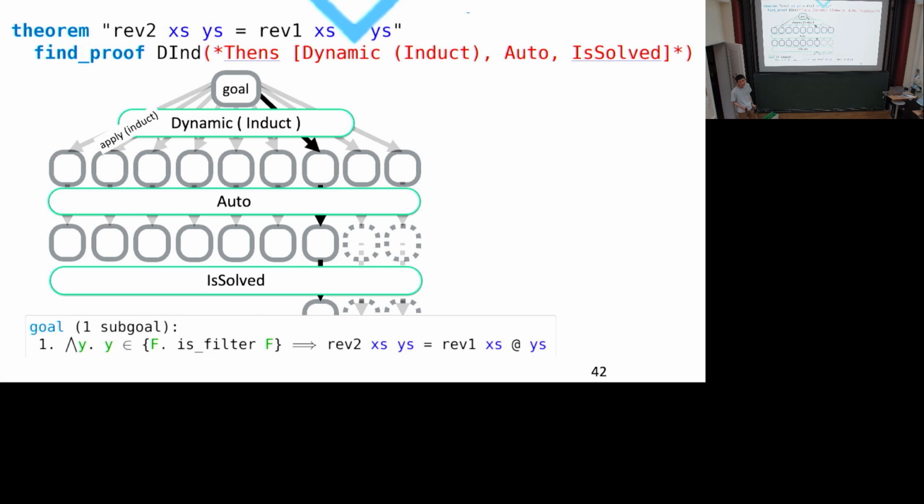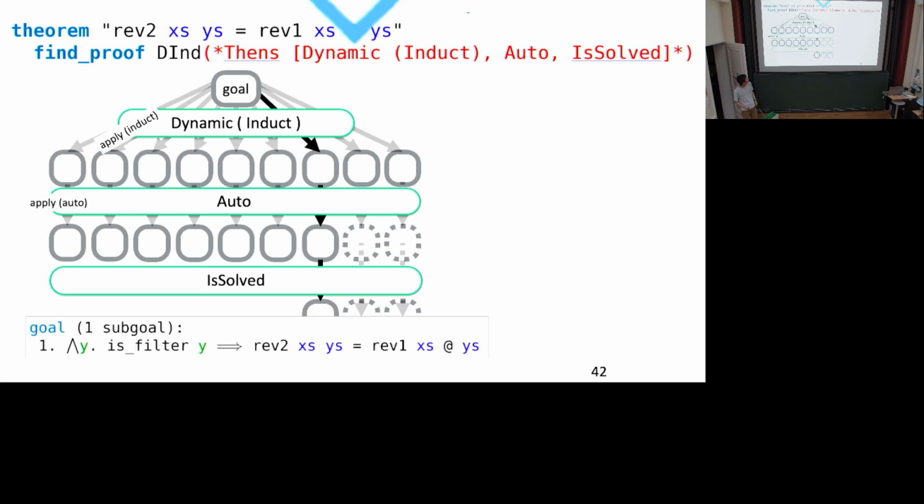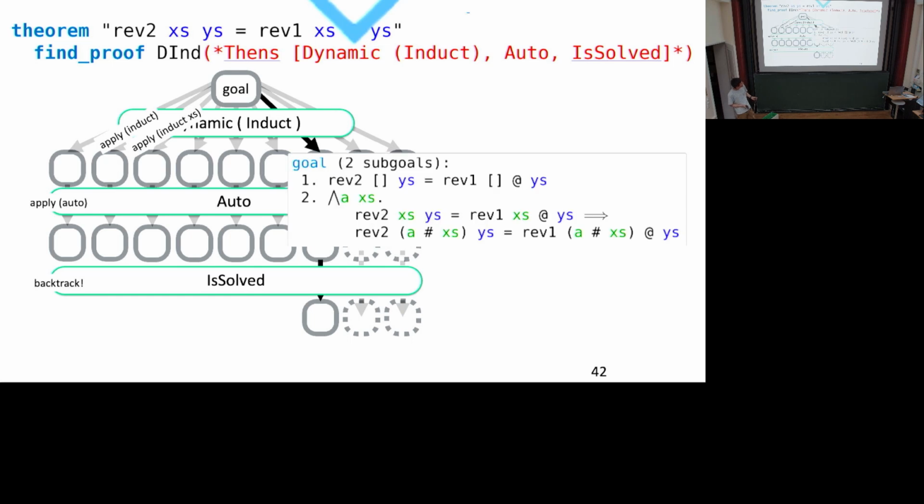It doesn't help you. If we apply auto, the second sub-strategy, auto does some simplification on the assumption, but we still have a proof goal left. So the final step says it's not solved yet, and it forces backtrack. Maybe the second candidate is induction on xs. Why xs? Because the variable xs appeared in the proof goal. We don't actually know if it's a good candidate or not, so let's look at what happens.